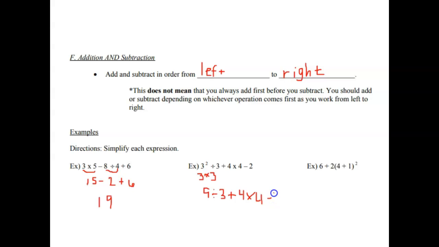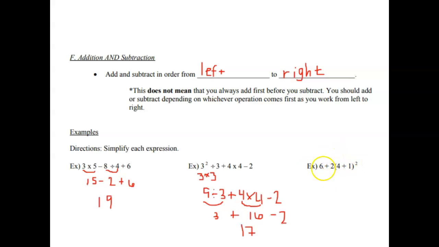Well, I am going to work my division and multiplication first in the order that they appear. So 9 divided by 3 is 3, and then 4 times 4 is 16. So I have a 3 plus 16 minus 2. I work from left to right now that I just have addition and subtraction only. 3 plus 16 is 19. 19 minus 2 is 17. Let's go to the next one.